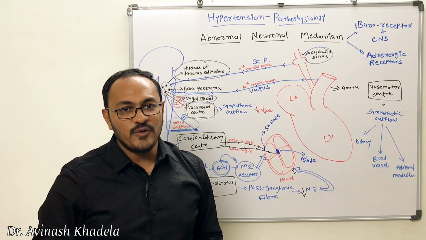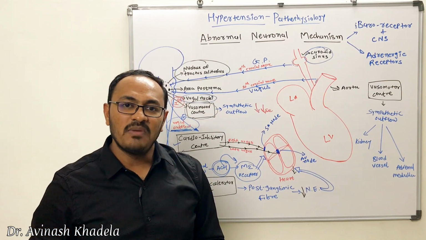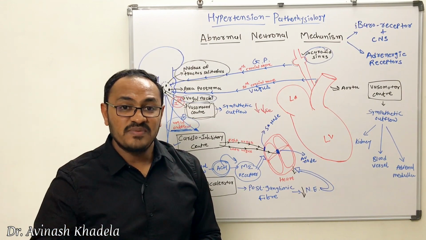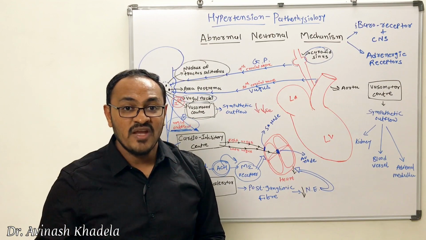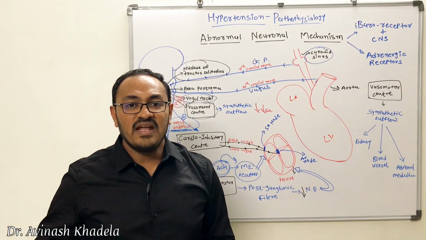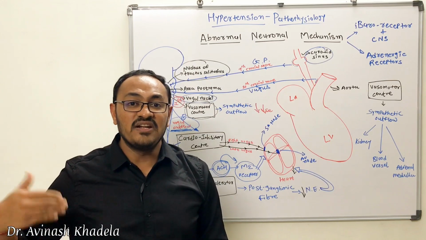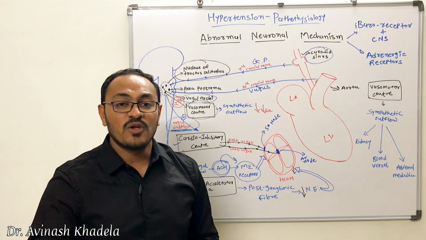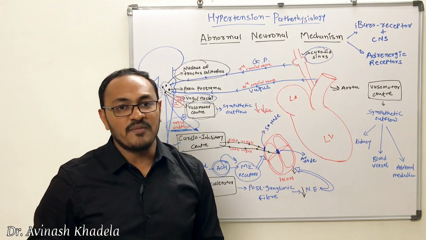In the next video, we will be discussing adrenergic receptors. There are certain adrenergic receptors present in the human body which are responsible for stimulation of sympathetic outflow, and there are receptors having intrinsic activity or action on the different parts of the human body, which will also help in regulating blood pressure.